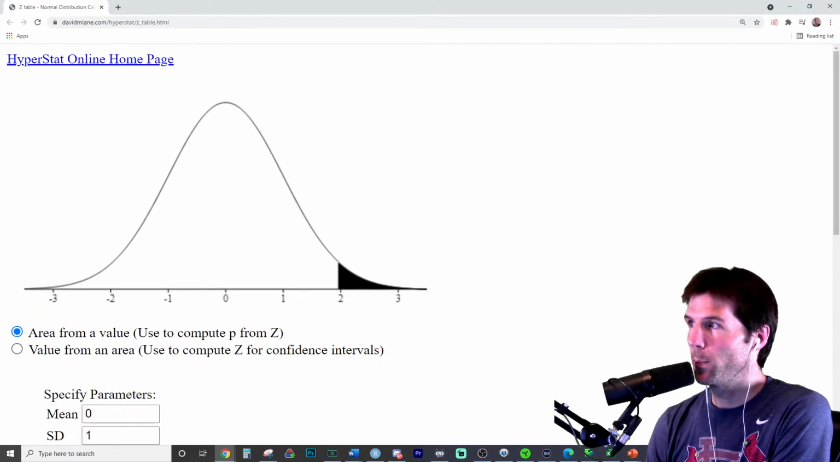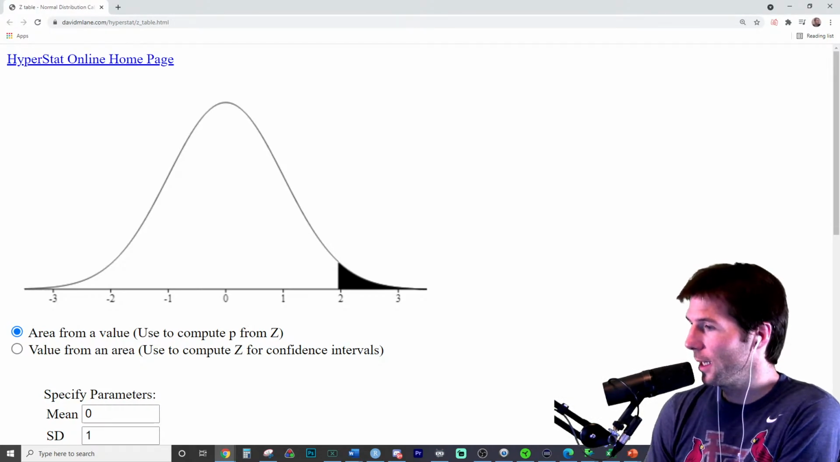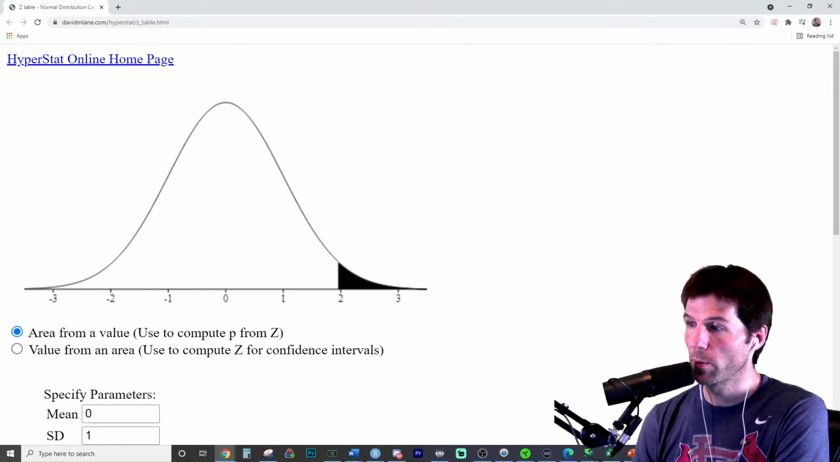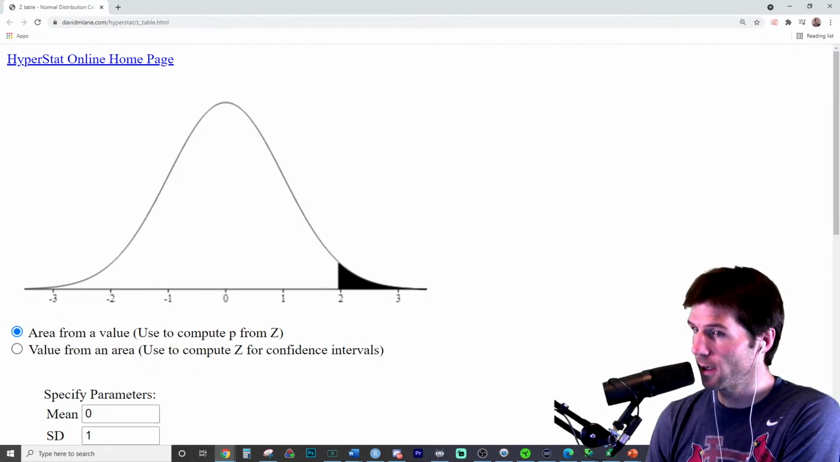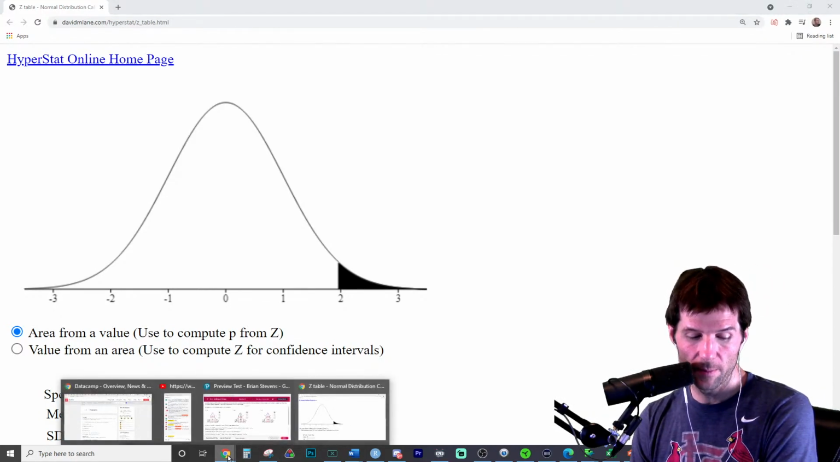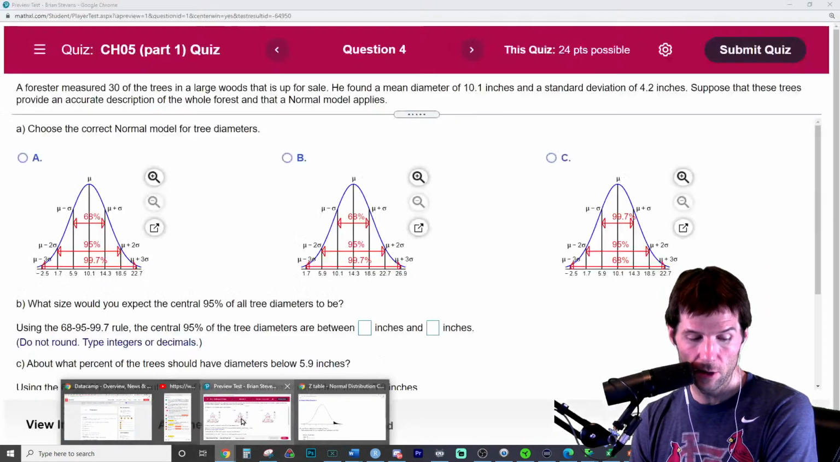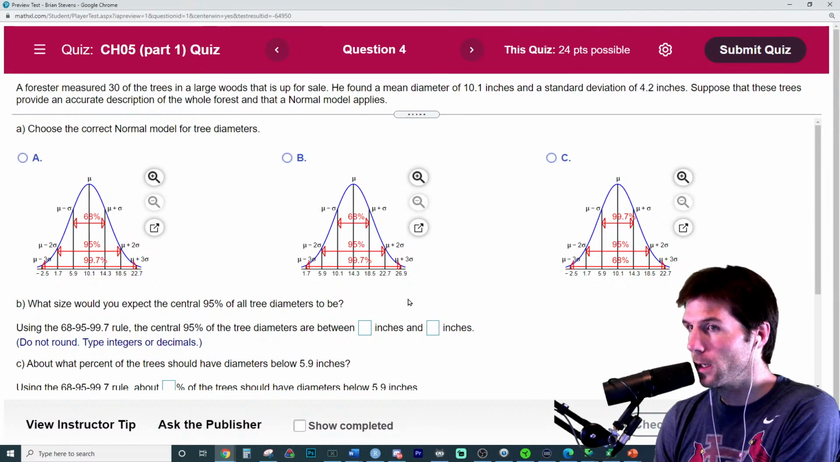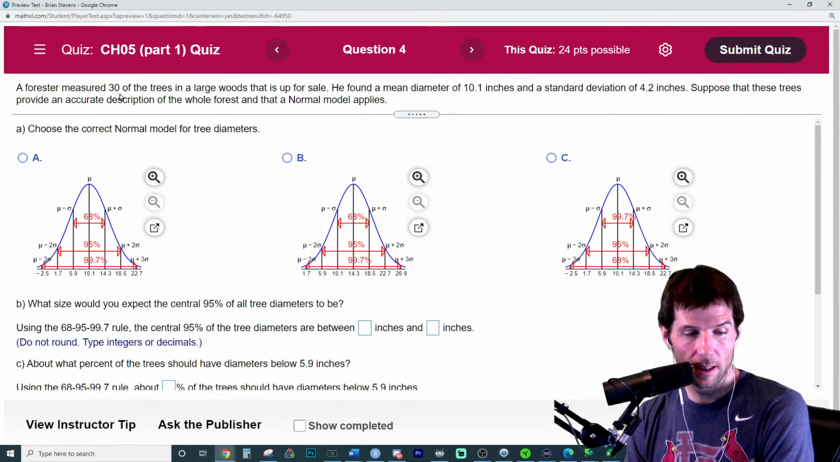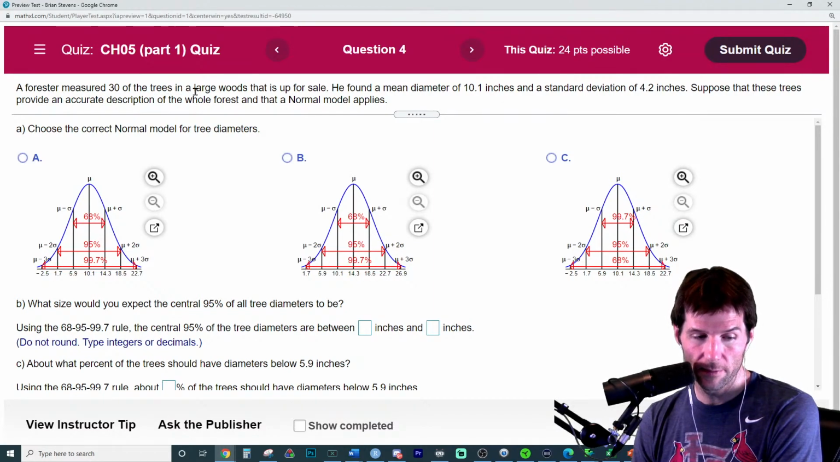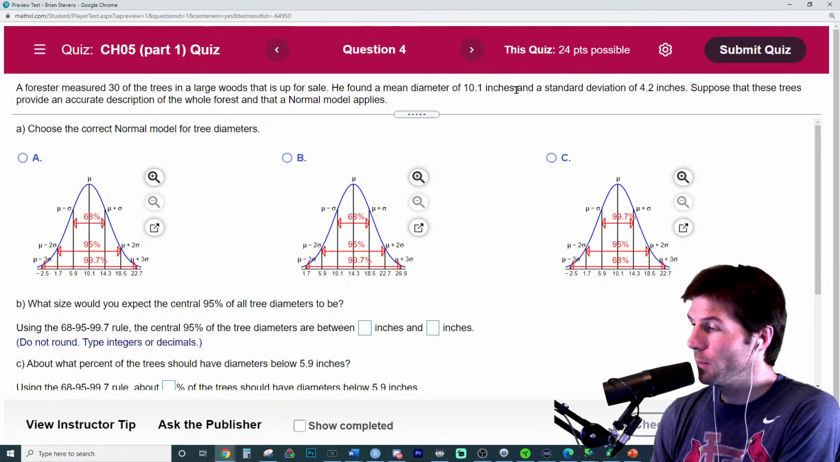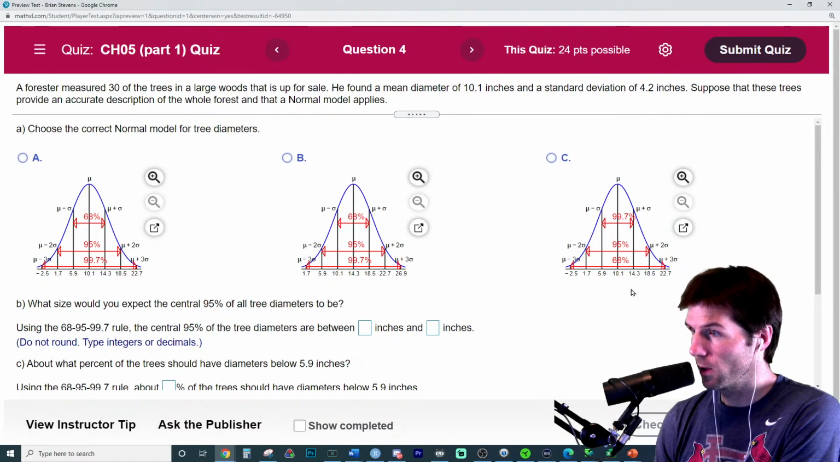This is going to be a big help for any question. And I do suggest drawing this. If we go back to what we were doing yesterday, you'll see we were drawing this out by hand. Nothing wrong with using the website, but you also want to know how to draw this out by hand. So it says that the forester measured 30 of the trees. He found they had a mean of this and a standard deviation of this. Now the mean is the center of the curve. So the mean is going to be right here in the center.